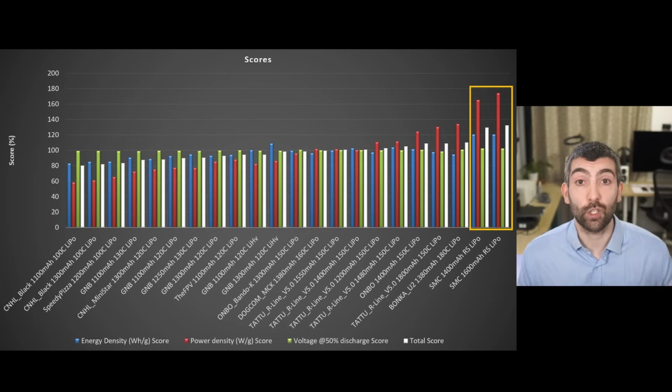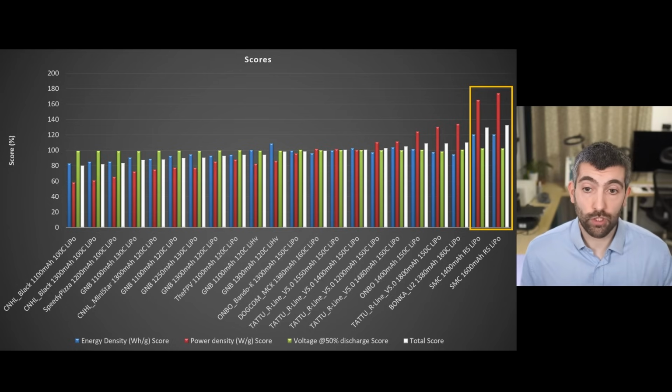Overall, the SMC packs are well above average on all three parameters. On energy density, they're around 20% better than average. Power density, anywhere from 65 to 75% better than average. So we're talking about scores of 165 and 175% on those metrics. And voltage sag, they're about 2% better than average, and they do score the highest in terms of voltage sag. They're better than any other pack that I've tested on that metric.